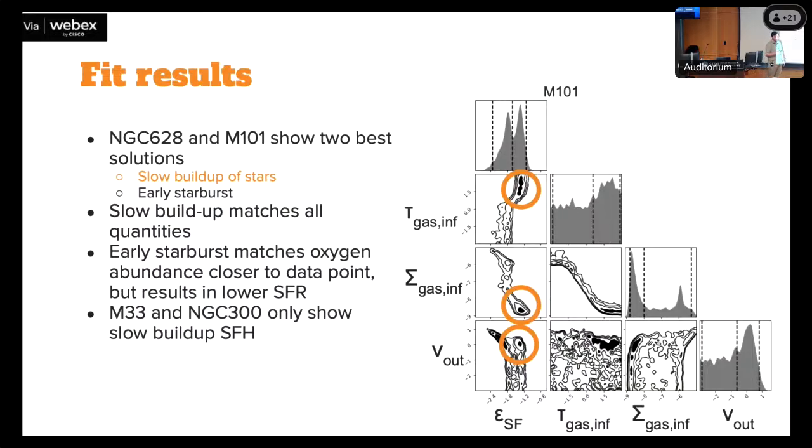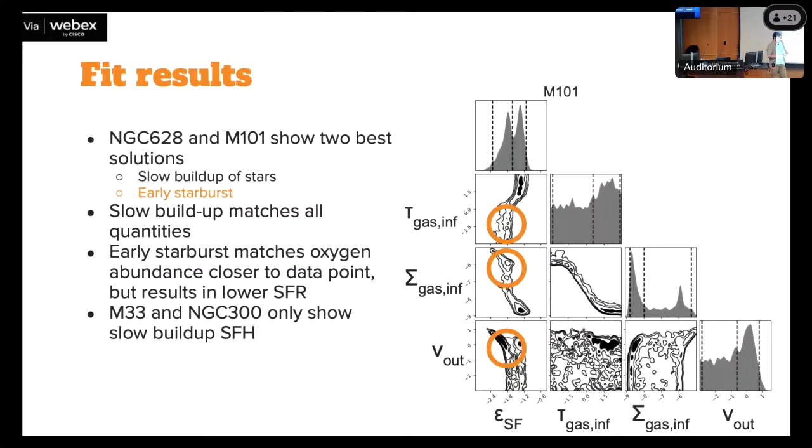And here are a bit more tricks under the carpet, where there are actually 2 best fit results in our analysis. For NGC 608 and M101, we actually noticed that there are 2 peaks. One peak where you are extremely efficient in the star formation, but then your initial gas mass is relatively low, so then you have a slower mass buildup of stars. And you also have the results where your star formation efficiency is a lot lower, but your initial gas mass is a lot higher. So then a lot more stars are built in the beginning.